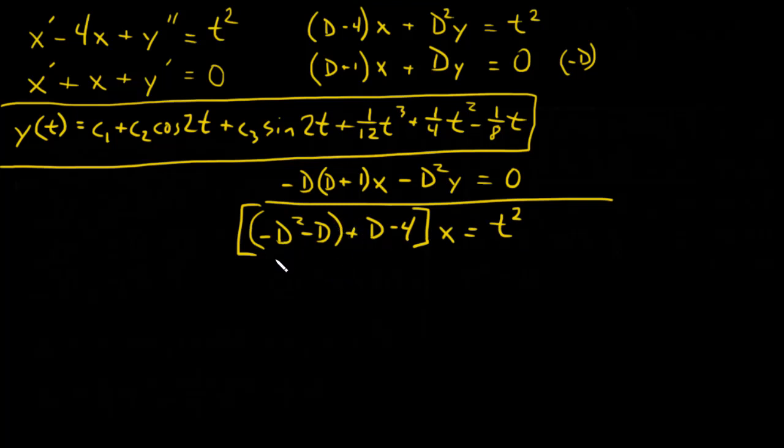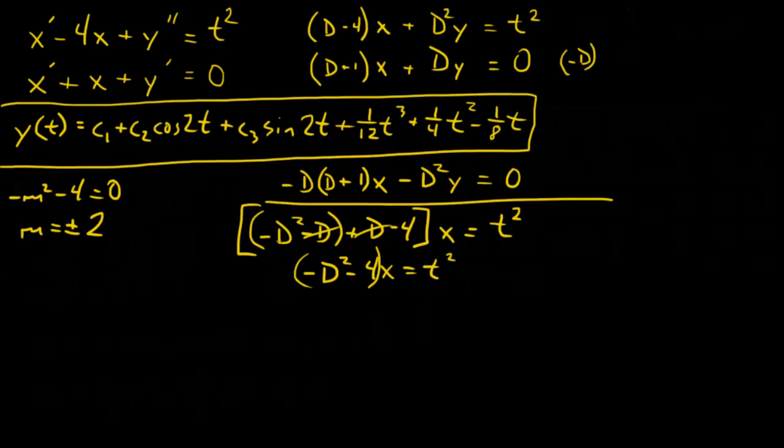So now I can kind of simplify this. The D's are going to cancel. I'm going to be left with (-D squared minus 4)x. I should probably put parentheses around that. Equals t squared. All right, so I'm going to solve the auxiliary equation. So this is going to give me -m squared minus 4 equals 0, which m equals plus or minus 2. So that wasn't too bad.